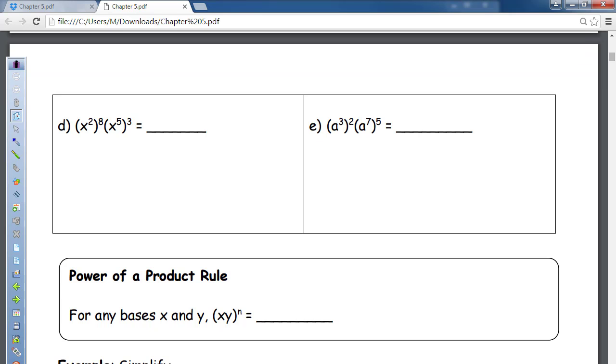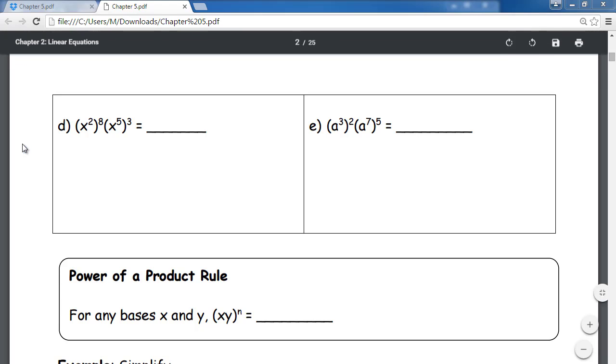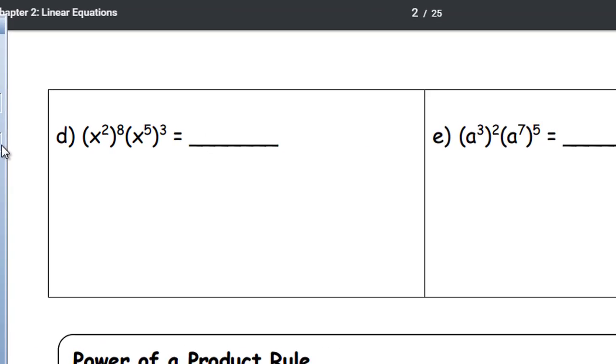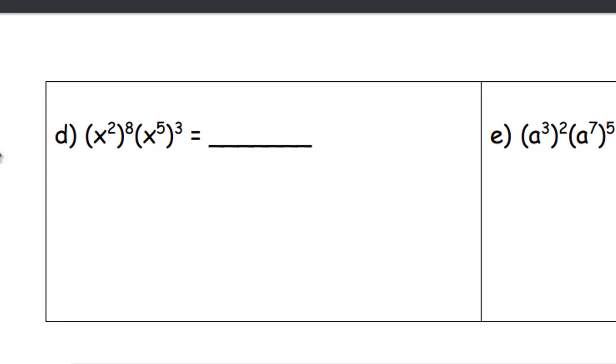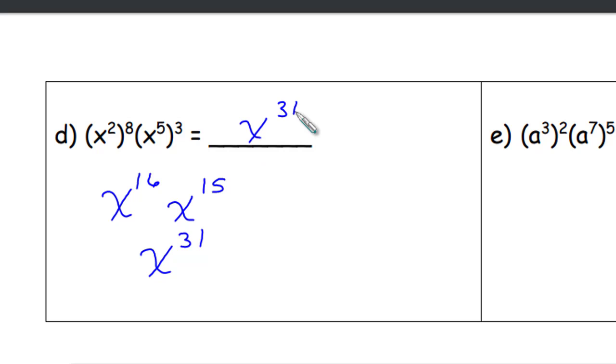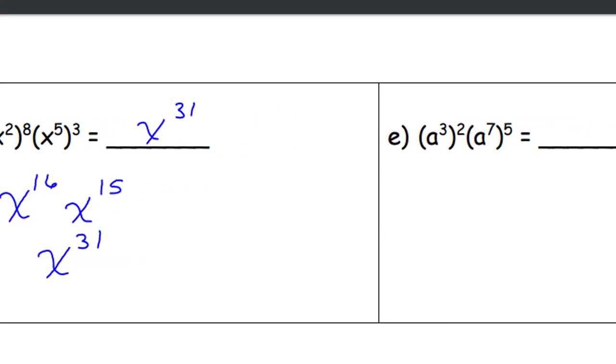All right, so now this is where it gets interesting when we start combining these rules. Okay, we've got x squared to the 8th and x to the 5th cubed. So we're going to get what first? Okay, x to the 16th. Okay, and then also x to the 15th. And now I can do what? Add the exponents. So we get x to the 31st. Okay, questions about that? Okay, why don't you try E on your own?